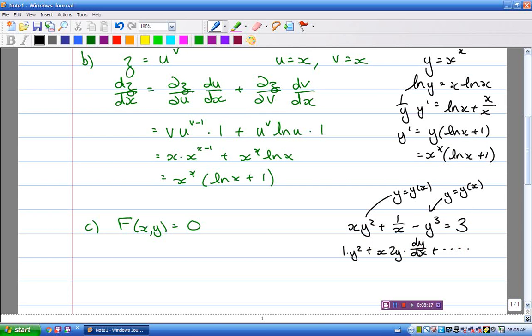That's what we're doing here, where we're seeing big F. So big F would be all of that stuff. You could maybe bring the 3 across in order to have that equals 0. Bring the 3 across and then say, okay, everything on the left, that's what we're calling big F. Okay?